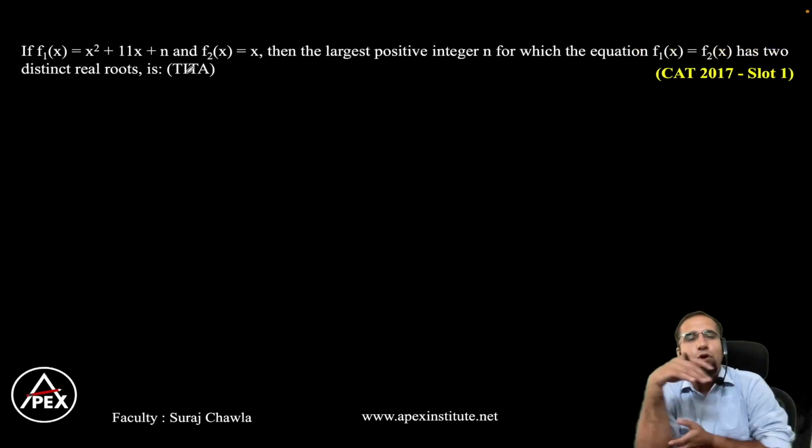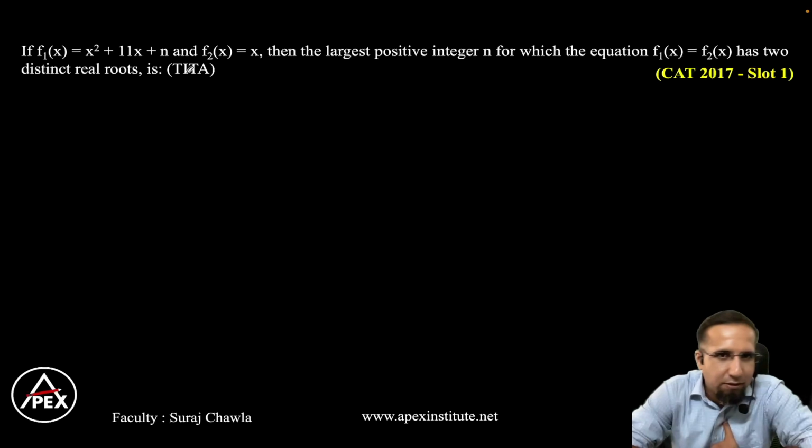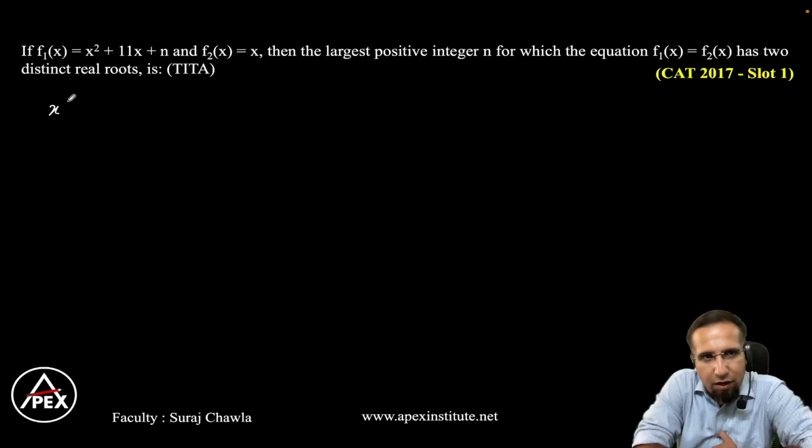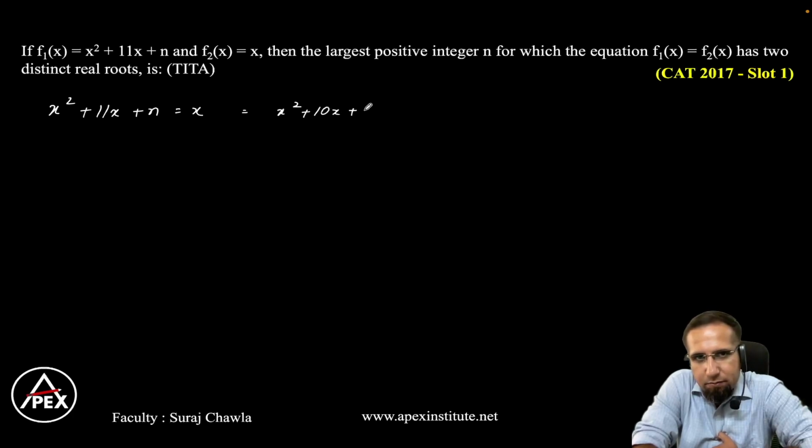Okay guys, now let's look at one more question here. We have f1 of x is equal to x square plus 11x plus n and f2 of x is equal to x. I am told that f1 of x is equal to f2 of x. So what do we have? We have x square plus 11x plus n is equal to x, or we have x square plus 10x plus n is equal to 0.